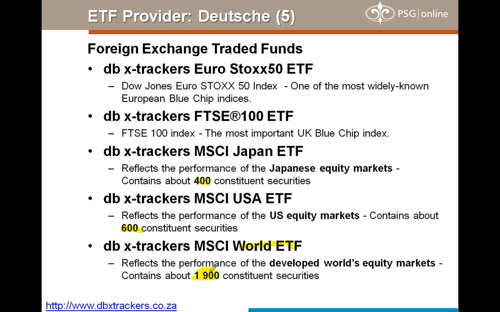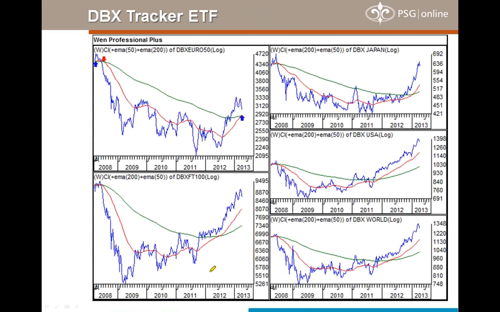So there's various funds to look at and to take exposure if you want offshore exposure, especially with things starting to look up now. Maybe it's time to start to look at taking exposure offshore. You see how they've been performing. These are all weekly charts, by the way. You can see the FTSE has been up for a while, whereas Europe's moving averages have just crossed.